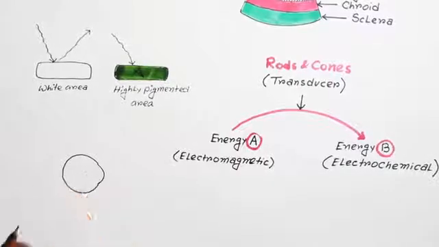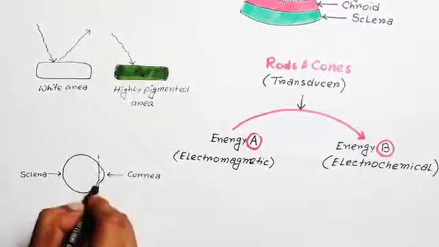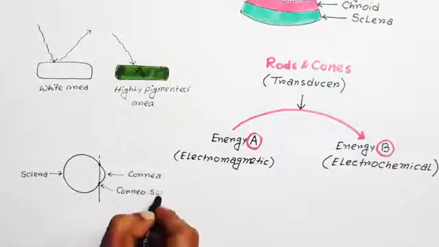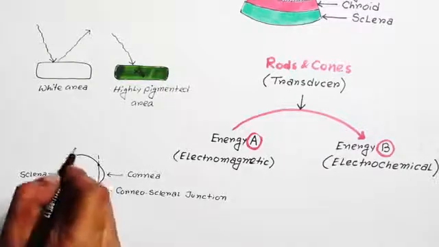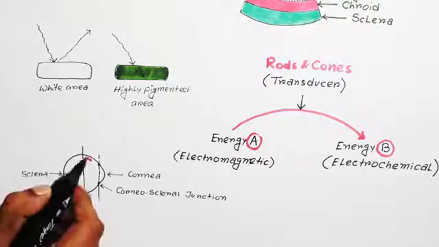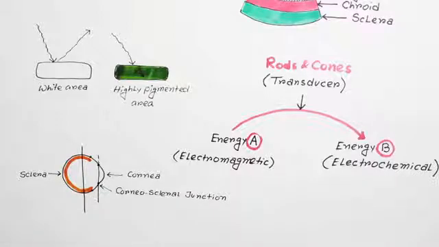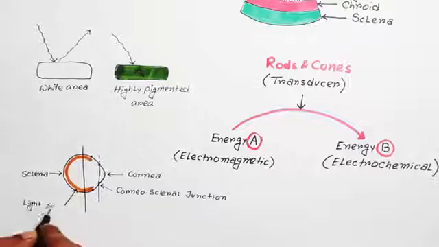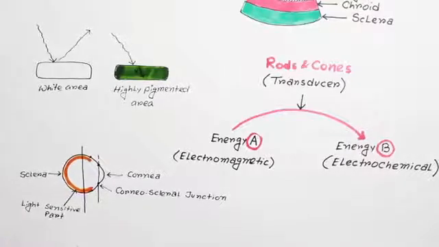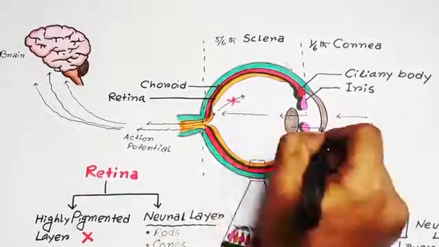Let me draw another diagram. This is sclera and this is cornea. So this portion is the corneo-scleral junction and this is the coronal section. Actually, rods and cones extend from backward to forward and end somewhere in the middle of these two points. So what does it mean? Only this portion of the retina is sensitive to light, and the portion anterior to this part is not sensitive to light.